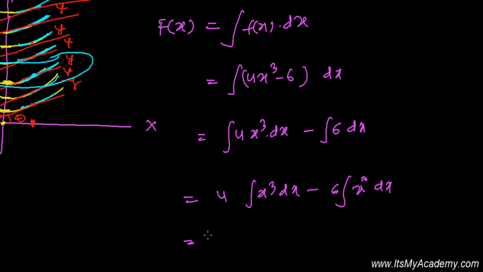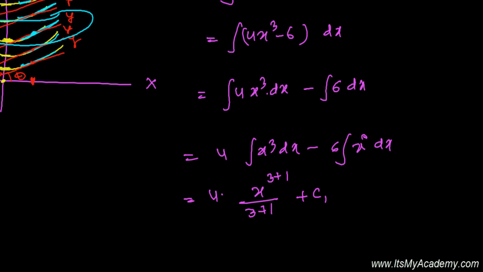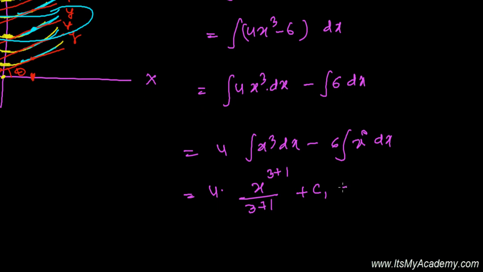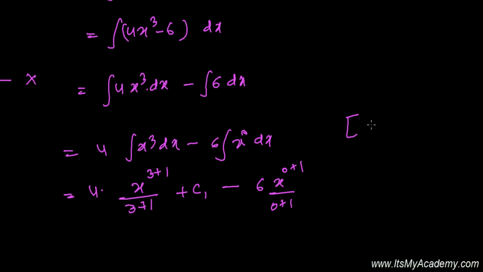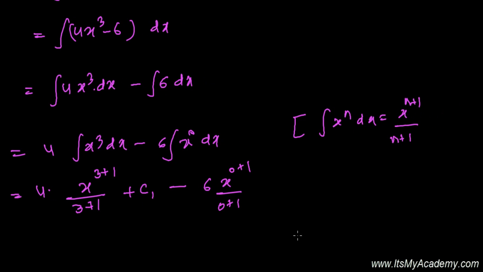All right, so it's now 4 times x to the power 3 plus 1 over 3 plus 1. I just use the formula, constant 1. I'm doing every step very slowly, so don't get bored, though it's getting lengthier. Then 6 times x to the power 0 plus 1 over 0 plus 1. I'm just using the formula. Which formula do I use? I use this formula: the integral of x to the power n dx is x to the power n plus 1 over n plus 1, plus a constant. This formula I used here.